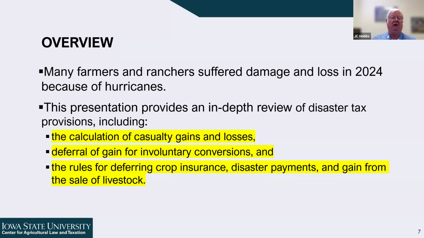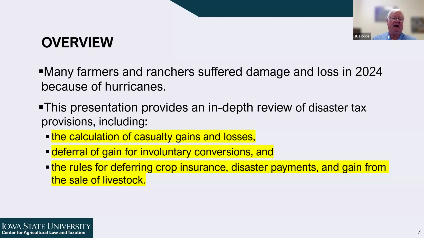So when you look at this, here's our overview. A lot of farmers and ranchers suffered damage and loss last year due to hurricanes. That's what we're targeting. We're going to look at the in-depth review of the disaster provisions. We'll talk about how to calculate some of these gains and losses, because believe it or not, depending upon what is going on, insurance, etc., there may be situations where you have a casualty gain as well as a potential for casualty loss.